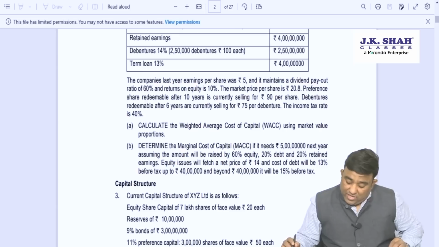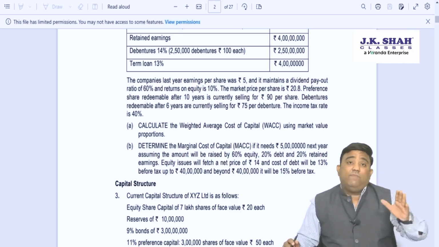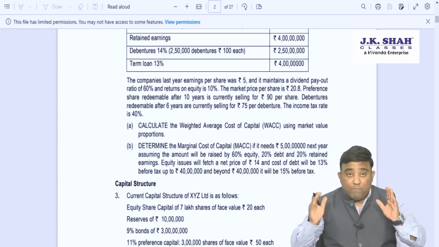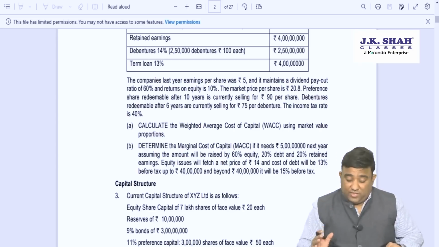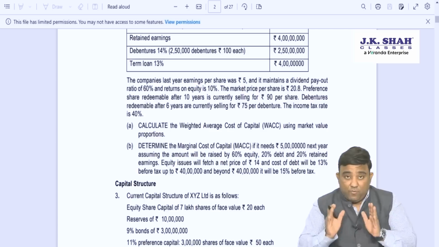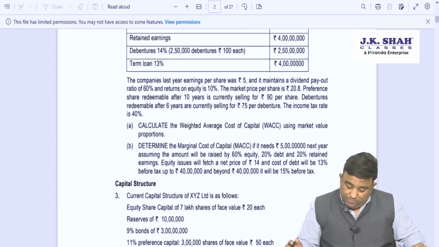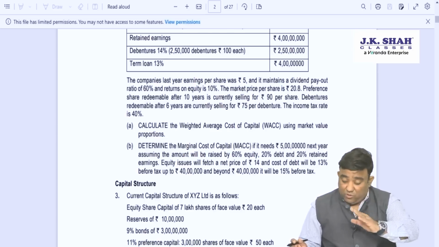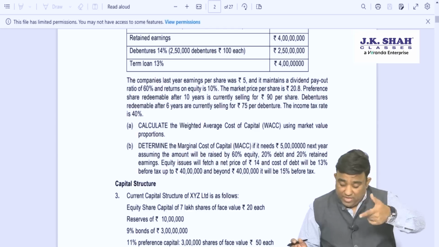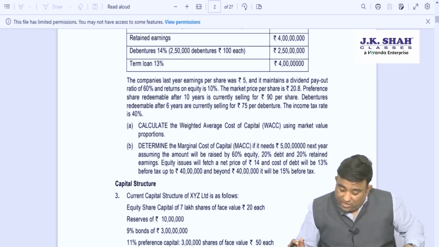Point A, calculate WACC using market value weights. Student, I am not concerned with book value weights. I am going to be concerned with the market value weights. Point B, determine MCC if it needs. Student, amazing. See WACC with reference to market value, all the 5 short sums. And now MCC, it needs 5 crore next year.